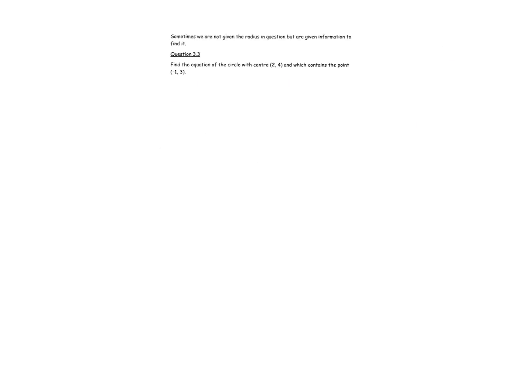Sometimes we are not given the radius in the question, but are given information to find it. And we can see this with question 3.3. It says the centre of the circle is 2, 4 and contains the point minus 1, 3. Find the equation of the circle. Now, what we have for the equation of the circle is the formula on page 19 of the formula tables booklet, which is (x minus h) squared plus (y minus k) squared is equal to r squared.